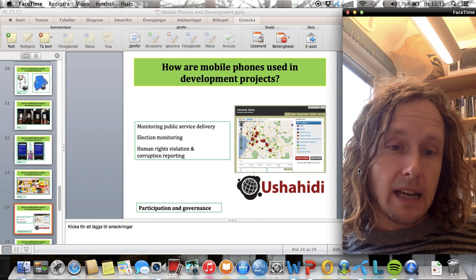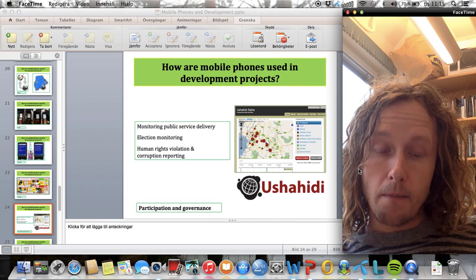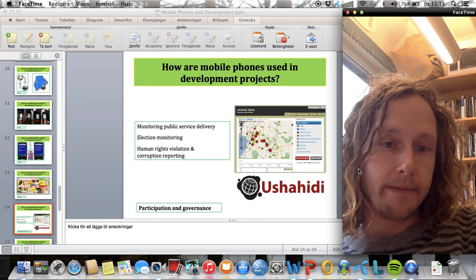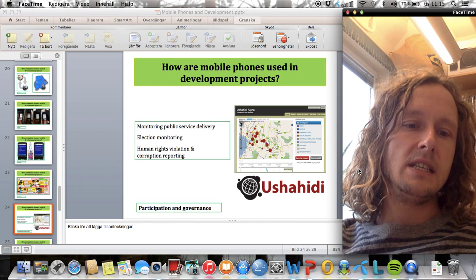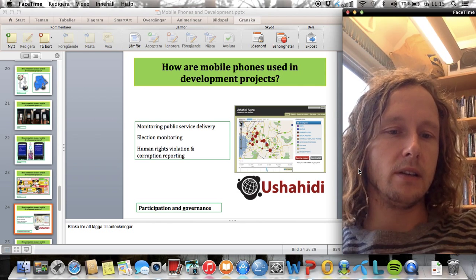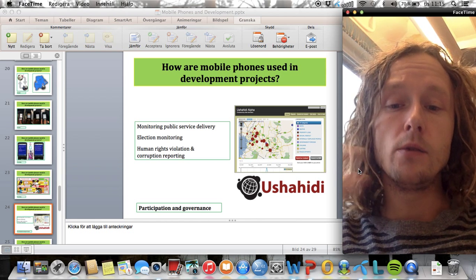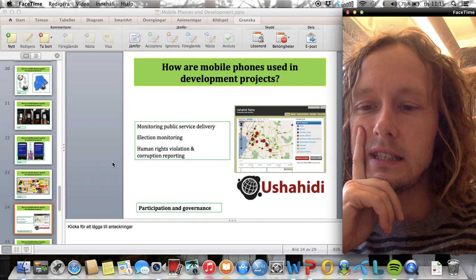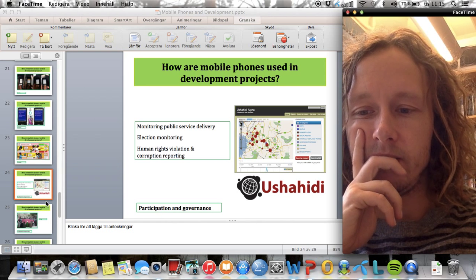When I was in India, I saw this being used by women to report areas where there were a lot of rape in New Delhi. So you just mark it with your mobile phone and you send it in, and you get this crowd map. So there is a lot of studies of this.